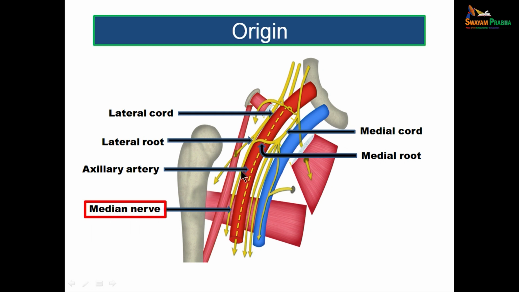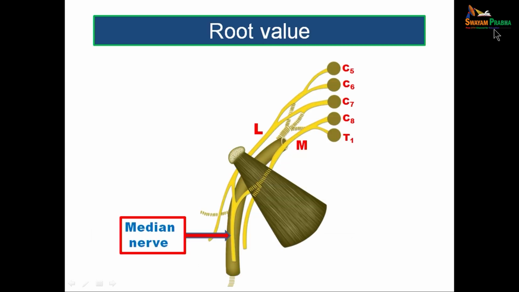The median nerve, which is formed in the axilla by the union of these two roots, will have the same root value. So, you find the lateral cord carrying the fibers C5, 6, 7 passing through the lateral root, contributing these fibers to median nerve, whereas the medial cord carrying the fibers C8 and T1 will pass these fibers via medial root to median nerve. So, median nerve ultimately has all the fibers of brachial plexus, that is C5 to C8 and T1.